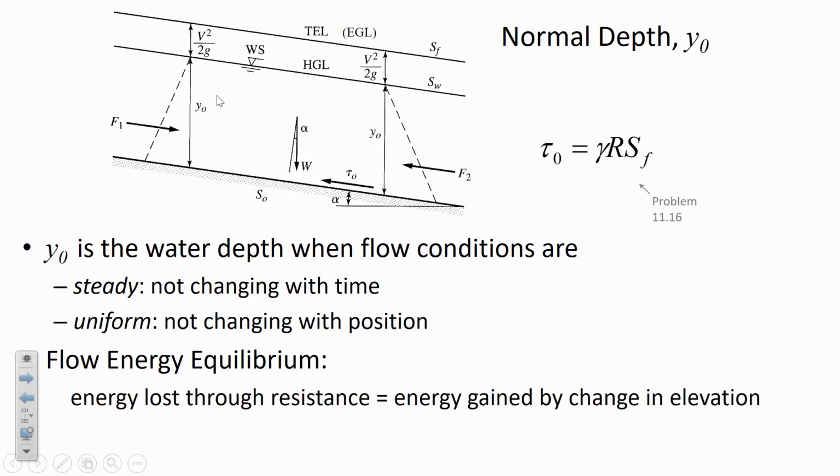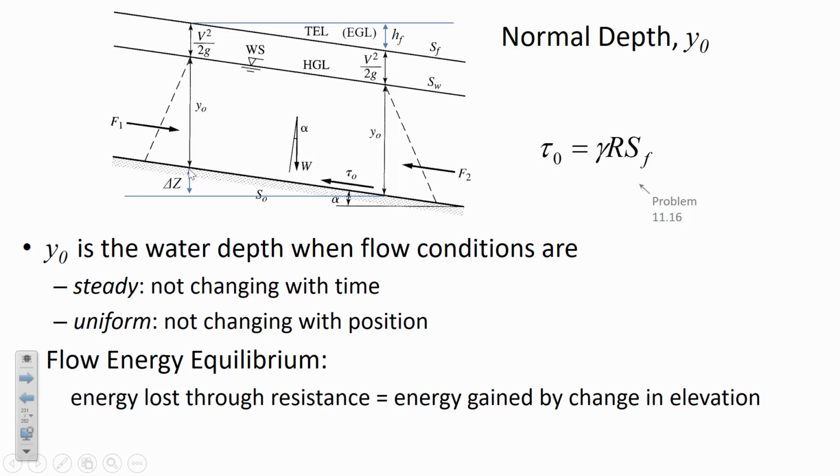And if you look at this figure, the energy loss as the water flows downstream is the delta Z. Because the slope of the energy grade line and the slope of the channel are parallel, the head loss and the delta Z are equal. So this is the flow energy equilibrium: the energy loss is equal to the elevation change. And so here you can see the H sub F between two locations.